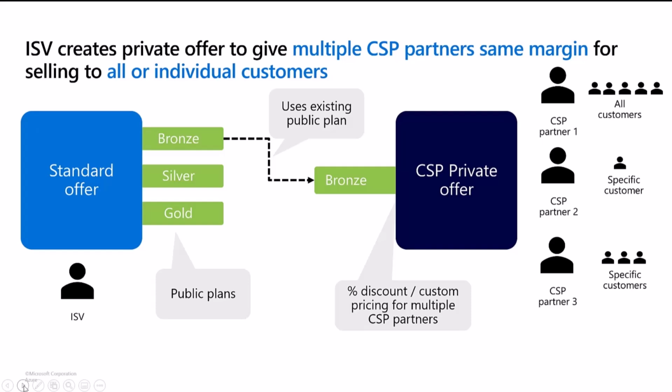For CSP partner 1, they're applying that for all sales to all customers. For CSP partner 2, they've chosen a specific customer. If that CSP partner sells to that specific customer, they will receive a margin. And for CSP partner 3, they've chosen 3 specific customers. So that CSP partner will only receive the margin if they sell to those 3 specific customers. This is just highlighting the multiple ways ISVs can create CSP private offers.